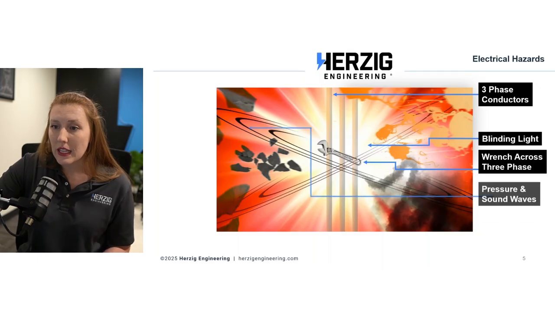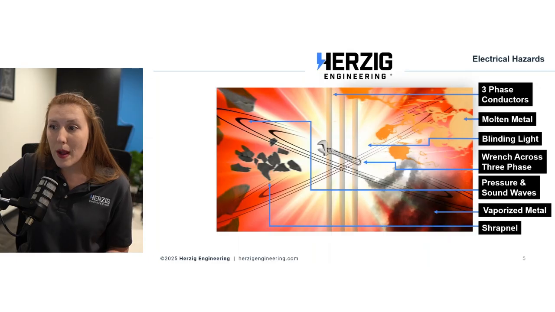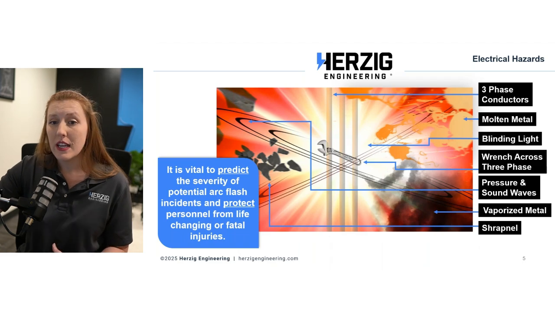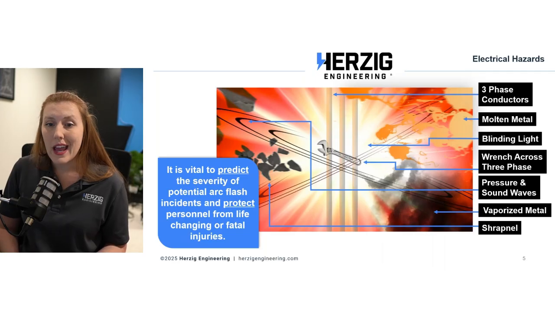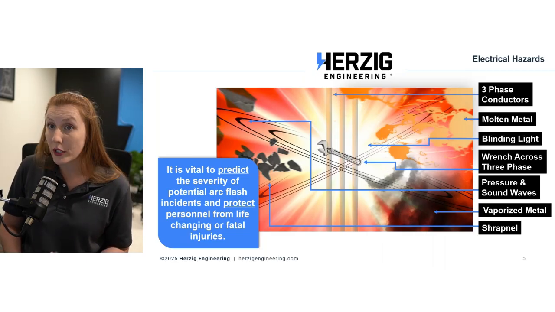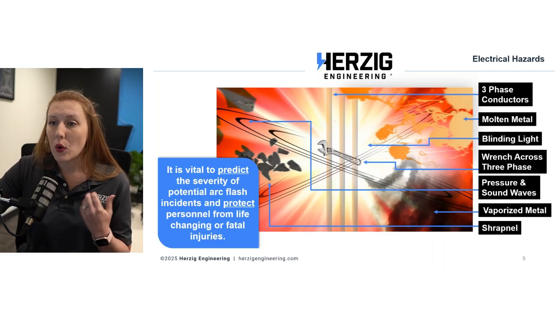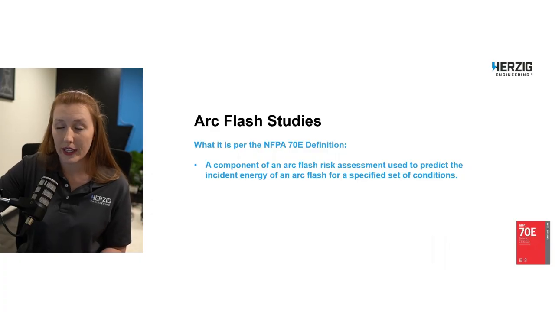And it creates blinding light and pressure and sound waves and vaporized material, molten material, shrapnel, and it all happens in a fraction of a second. So, because of this, it is vital to predict the severity of those potential arc flash incidents and protect your workers or yourself from life-changing injuries or fatalities. Okay, so how do we do that? Well, we have to do an arc flash study so that we can be prepared accordingly.